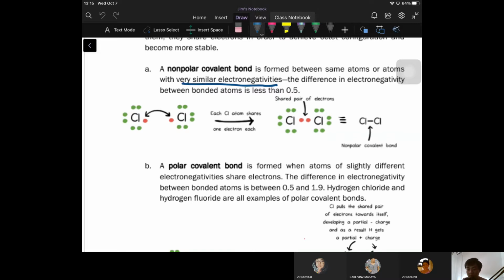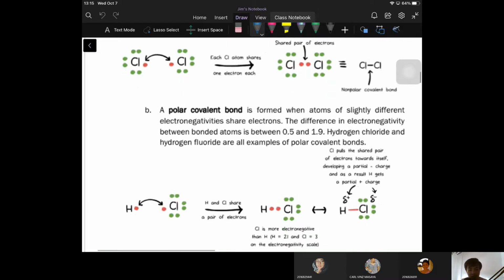Yun yung nonpolar. However, if we have polar covalent bond, that means there is an observable difference between the electronegativities of the atoms, no? Medyo mapapansin mo yung difference ng electronegativities, no? So as a result, ano mangyayari?